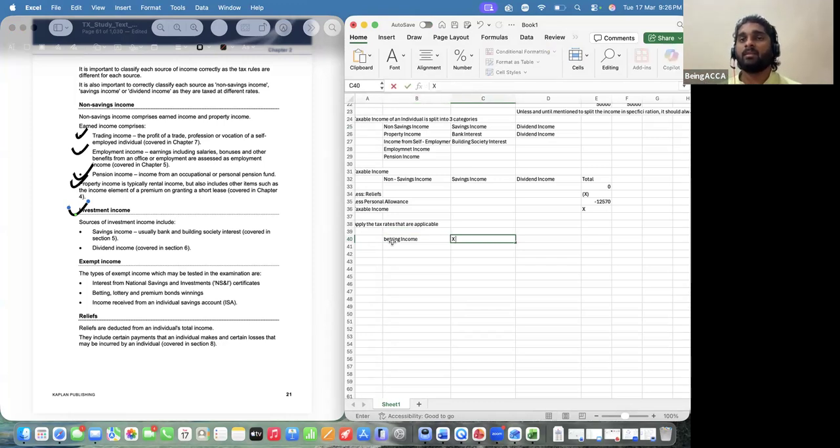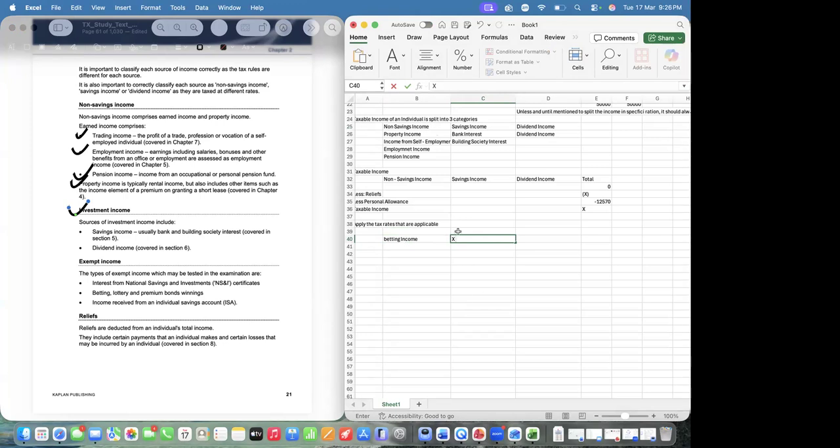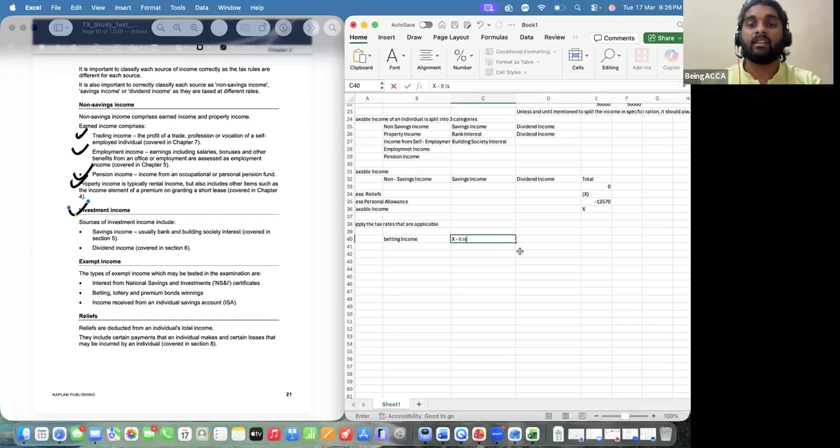Now, when you're calculating your income tax, what do people tend to do? Because they are very sure of what savings income is and what dividend income is, they tend to add it as a part of your non-savings income. But does it come as a part of your non-savings income? No, because it is exempted.